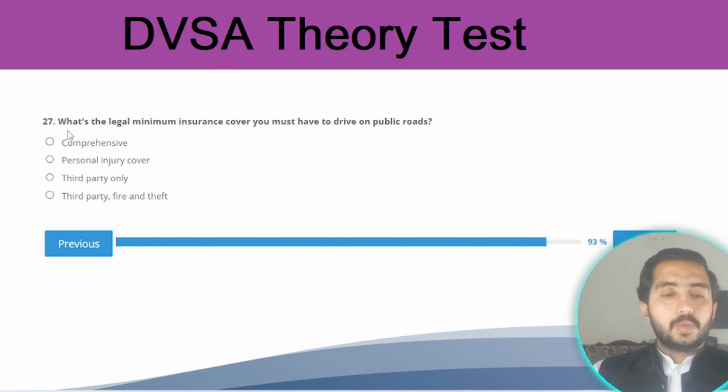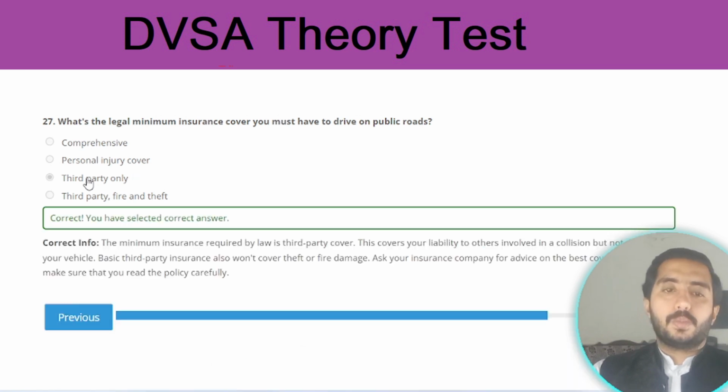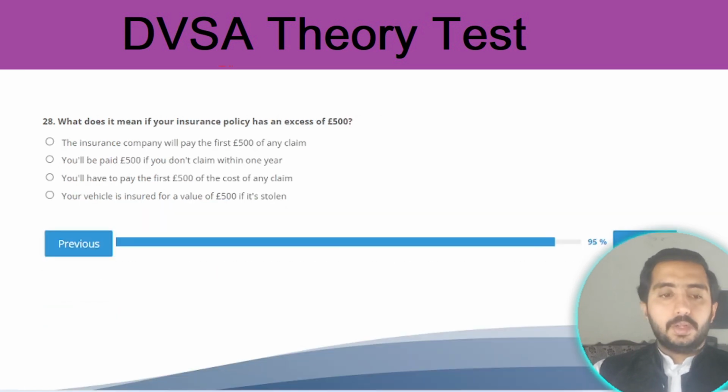Next question. Question number 27. What is the legal minimum insurance cover you must have to drive on public roads? The correct option is third party only. Option C is the correct option. Next question. Question number 28. What does it mean if your insurance policy has an excess of 500 euros?